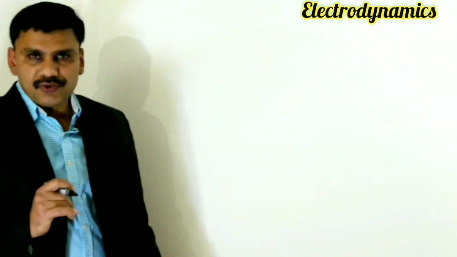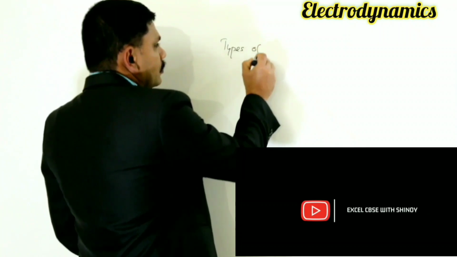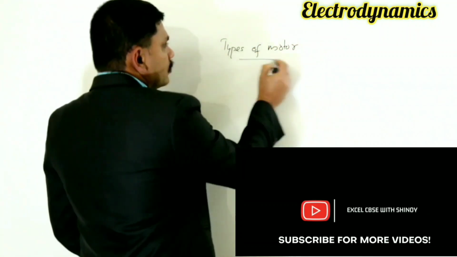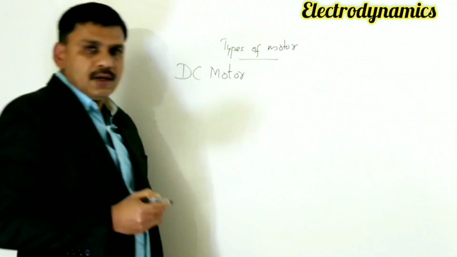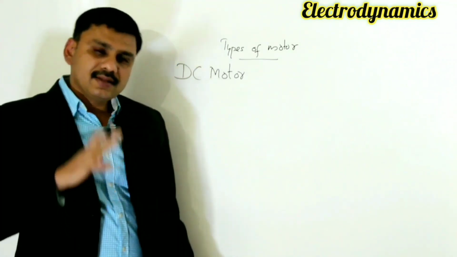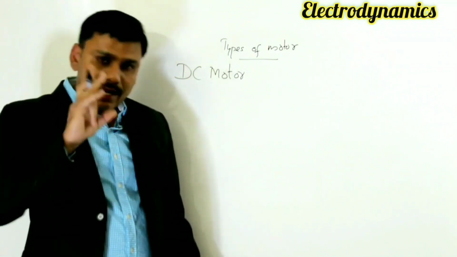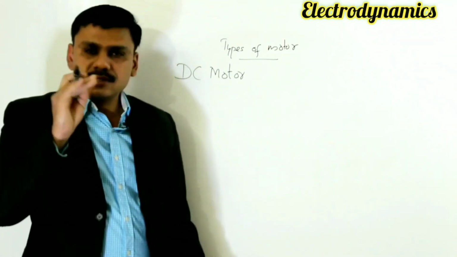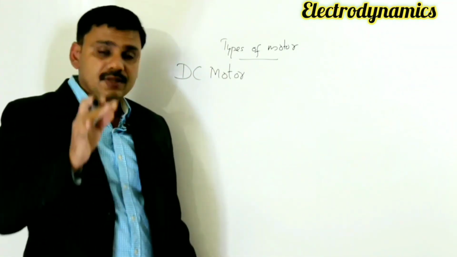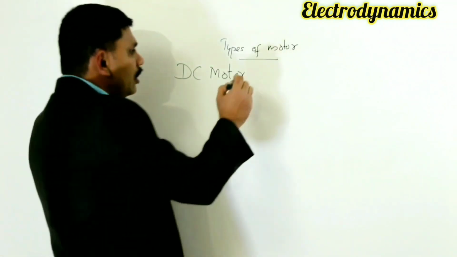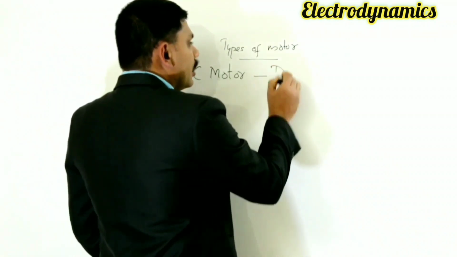There are 2 types of electric motor. First is the DC motor. As the name implies, a DC motor works with direct current. Direct current you can get from a cell or a battery. So a DC motor works with direct current.